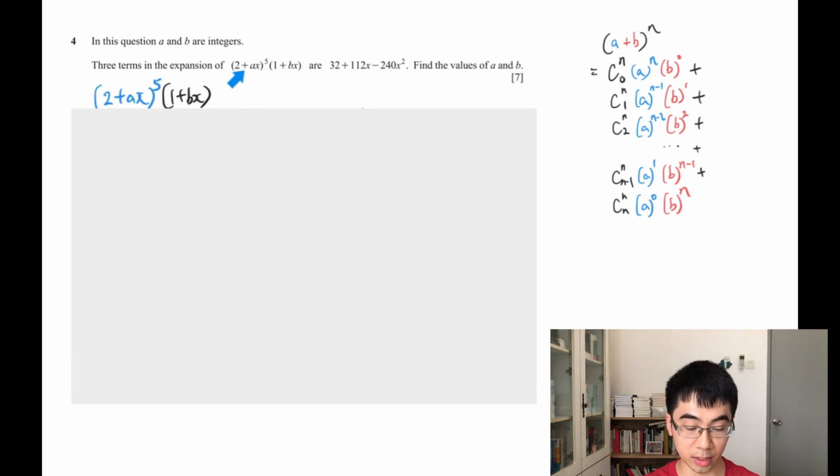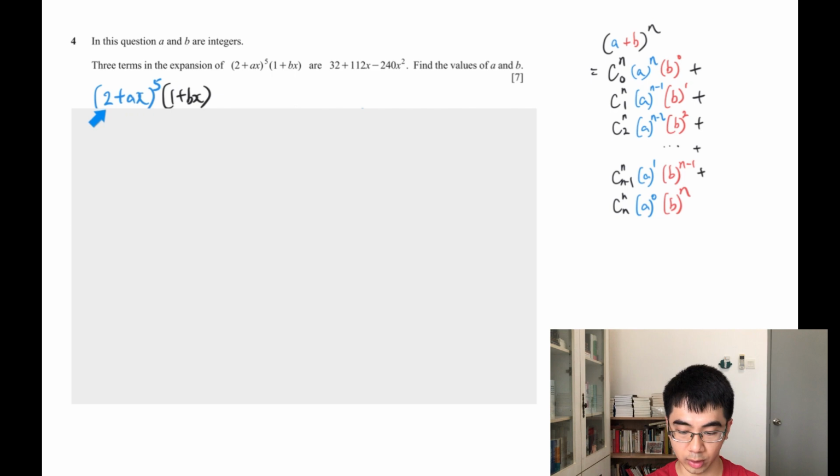We need to expand (2 + ax)^5 times (1 + bx), and the first three terms will be 32 + 112x - 240x^2, and we need to find the values of a and b. So obviously we need to make use of the binomial theorem to expand the first bracket.